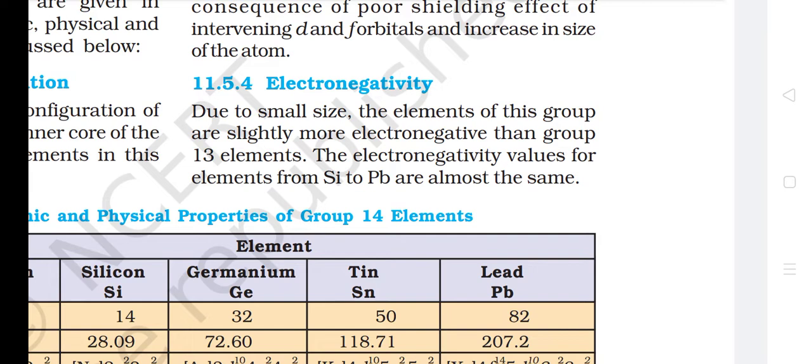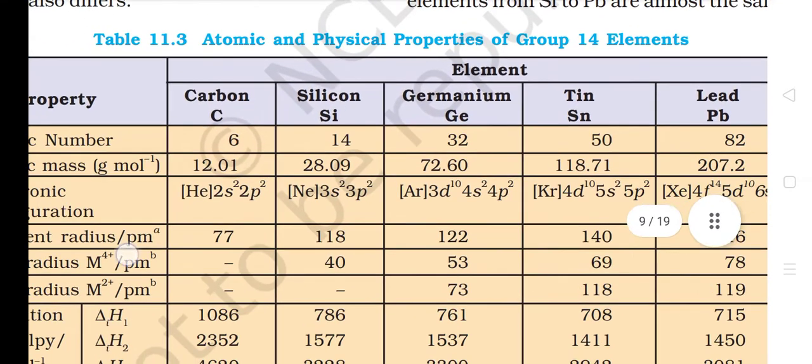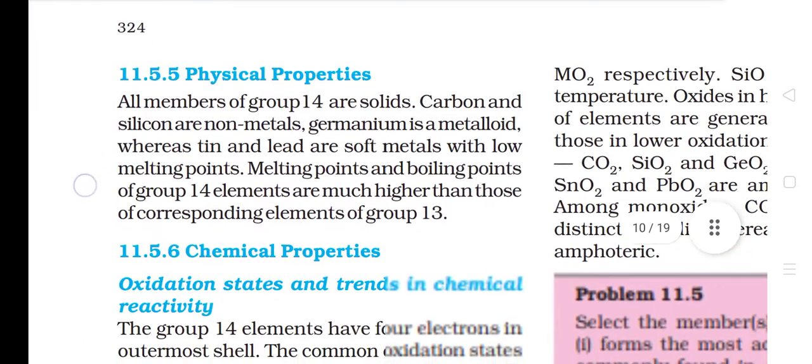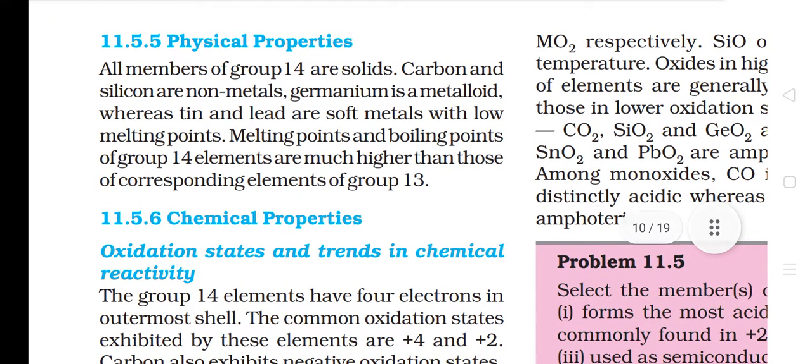Electronegativity. Due to a small size, the elements of this group are slightly more electronegative than group 13 elements. The electronegativity values for elements from silicon to lead are almost the same. Physical properties. All members of group 14 are solids. Carbon and silicon are nonmetals. Germanium is a metalloid, whereas tin and lead are soft metals with low melting points. Melting points and boiling points of group 14 elements are much higher than those of corresponding elements of group 13.